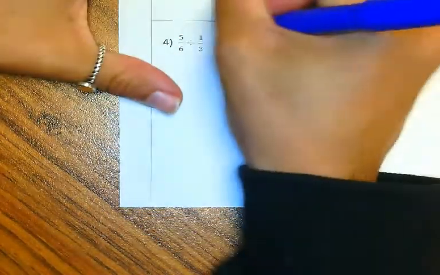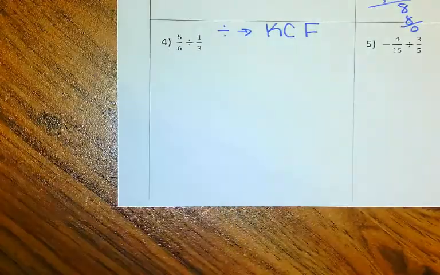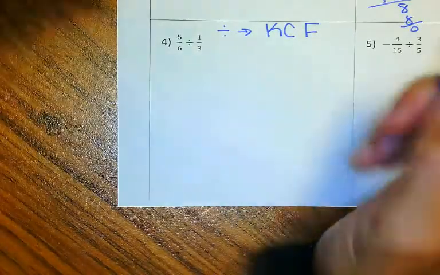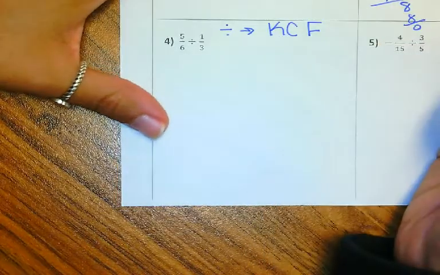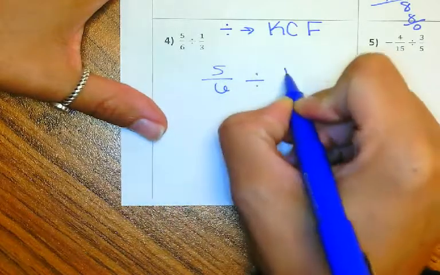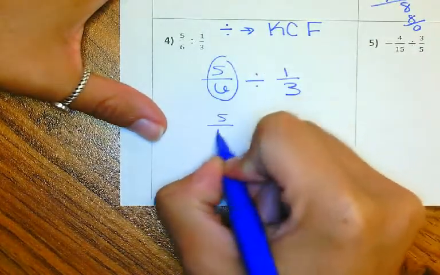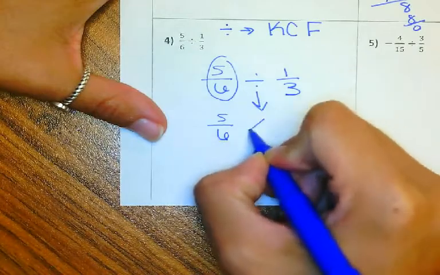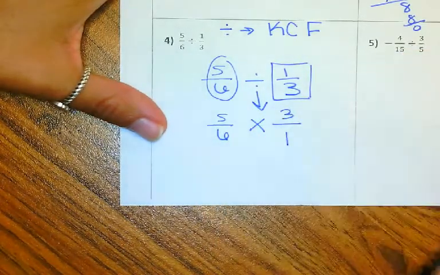When we divide, we're going to keep, change, flip. Okay? So we're going to keep the first number the same. We're going to change the division to multiplication, and then we're going to flip our fraction. So if we look at this one, we have 5 over 6 divided by 1/3. I'm going to keep this the same. I'm not going to touch it. I'm going to change this to multiply, and I'm going to flip this so that it's now 3 over 1.